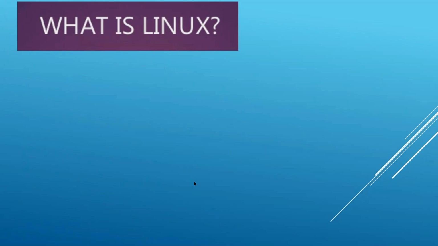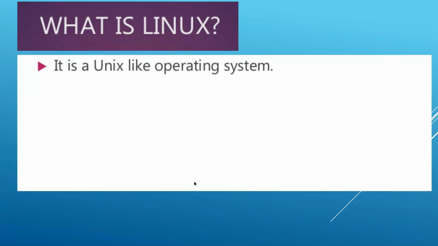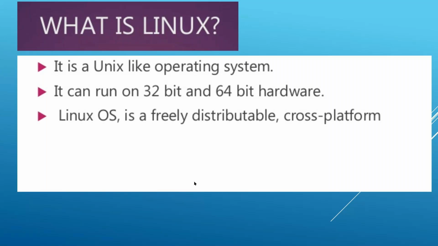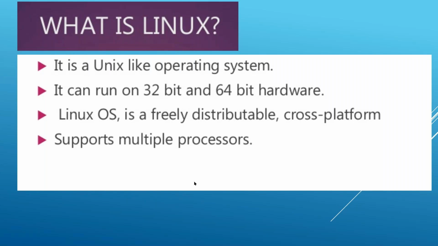Now, what is Linux? Linux is a Unix-like operating system. It can run on 32-bit and 64-bit hardware, so any type of hardware you can use. Ten or fifteen years before, we used to use very old hardware, and on that also we used to run Linux. Linux OS is freely distributable with cross-platform support, so it is free. It also supports multiple processors, which we normally use in servers.